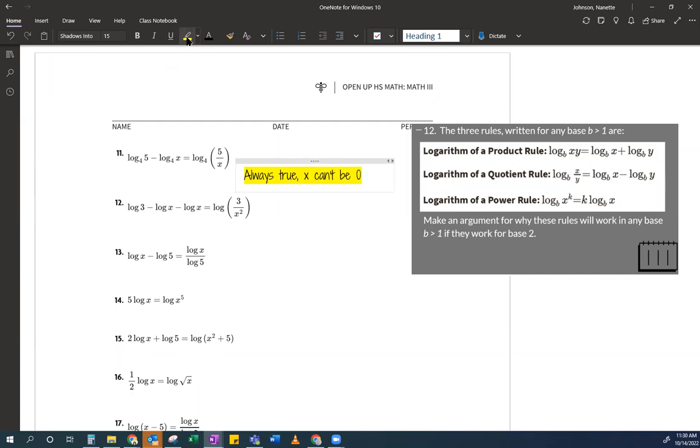Ms. Johnson, why can't x be zero? Well, x can't be zero because you can't divide by zero. Okay, so you're going to see that over and over again here because that's going to be the case. So what about 12? What do you think about 12?